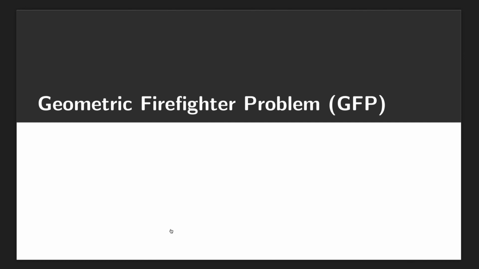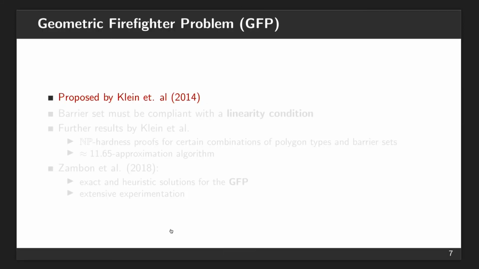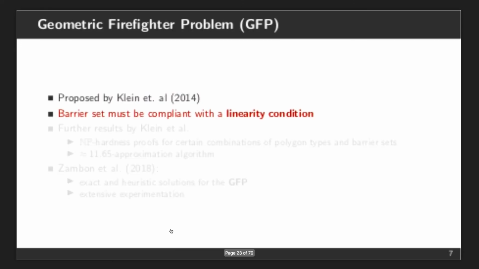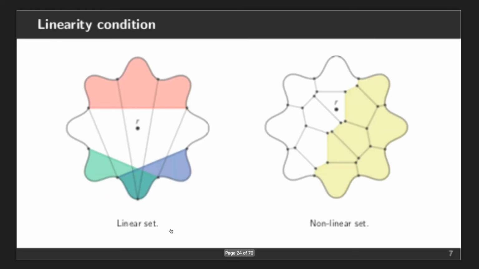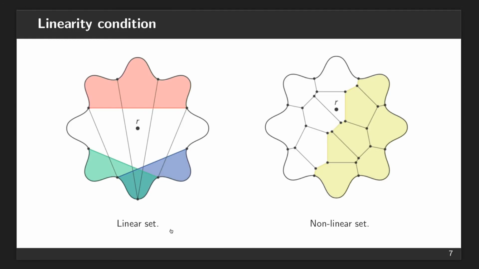Well, the geometric firefighter problem was studied by many people in graph theory, but we are interested in the geometric version. The geometric version of the problem was first proposed by Klein in 2014, and one special characteristic in this version is that the barriers must be compliant with what they call the linearity condition. Well, the linearity condition stands for the following.